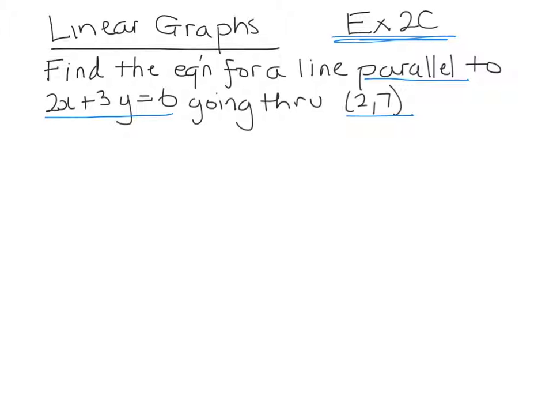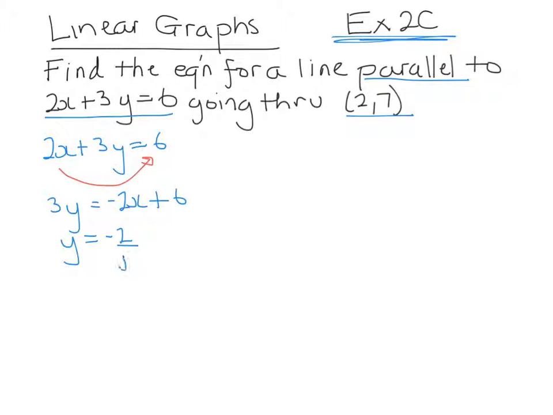Now if we take this line 2x plus 3y equals 6, what about we rearrange it to figure out the gradient? So what I'll do is I'll take this across to the other side. So I have 3y is equal to minus 2x plus 6, and then I'll divide by 3 on both sides. And 6 divided by 3 will be 2. So the gradient of my new line will be minus 2 over 3.